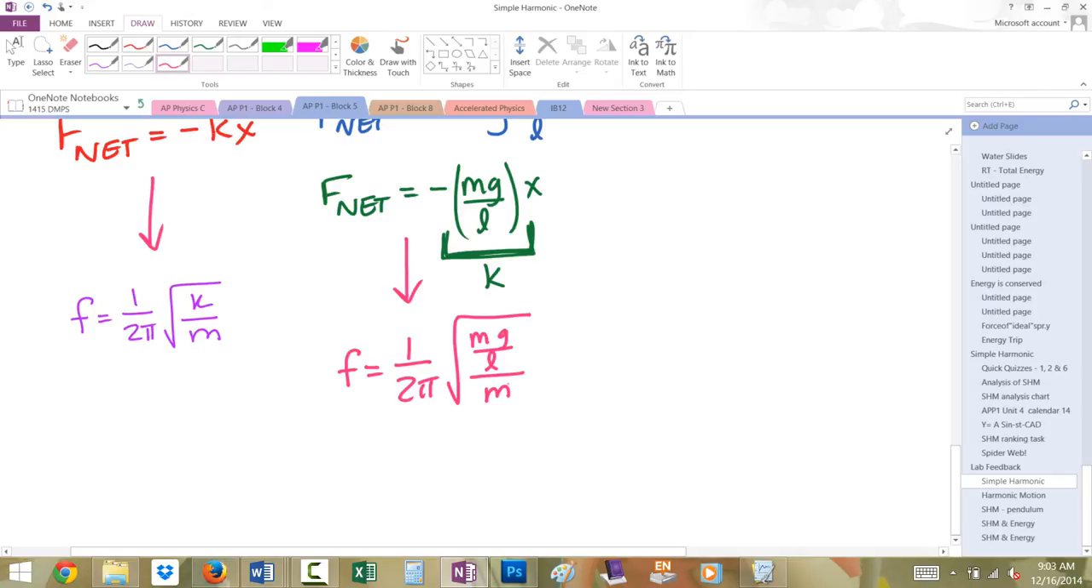But then Michael says it's not that bad. Why? Because we just said mg over L is about k. We do say mg over L is like our k. But you have mg over L over m. All those m's are going to cancel out. So F is equal to 1 over 2 pi times the square root of g over L.